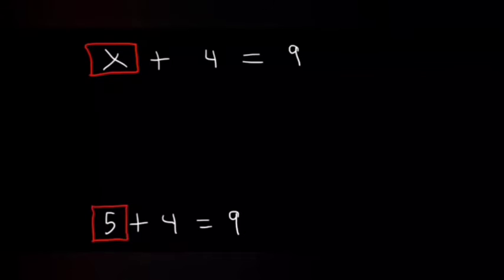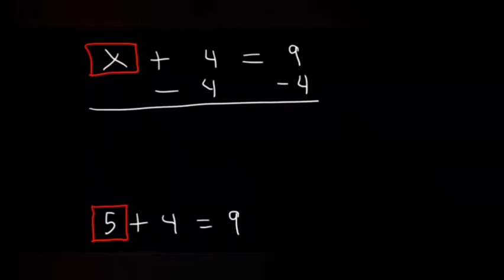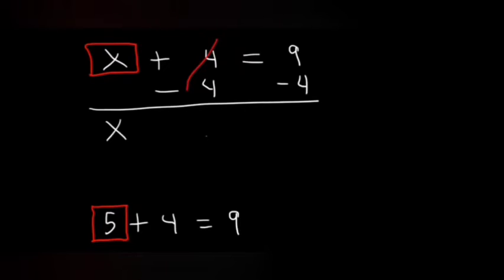Now, how do you solve this? Remember, addition is removed by subtraction. So you subtract 4 from both sides. As you can see, when you do that, 4 cancels 4, and our x will be equal to 5. So our x is equal to 5.